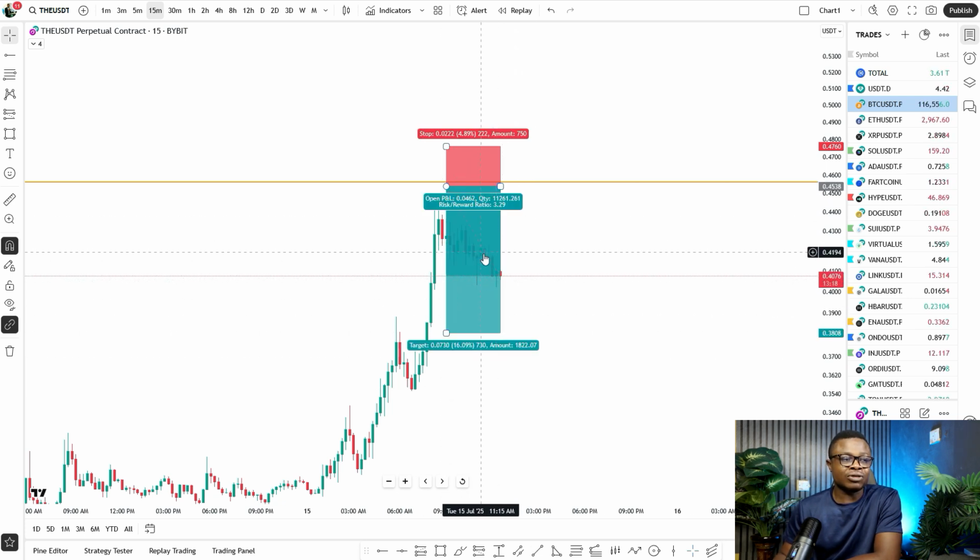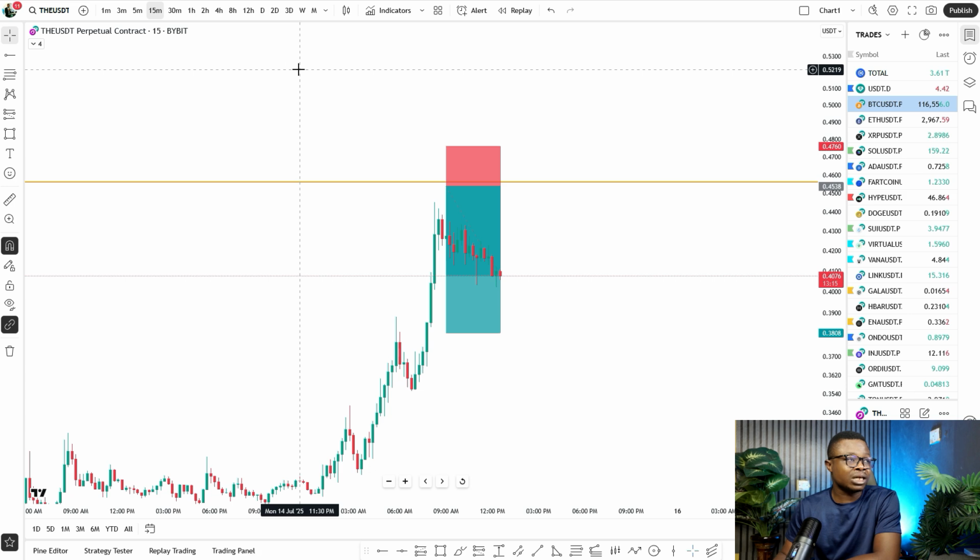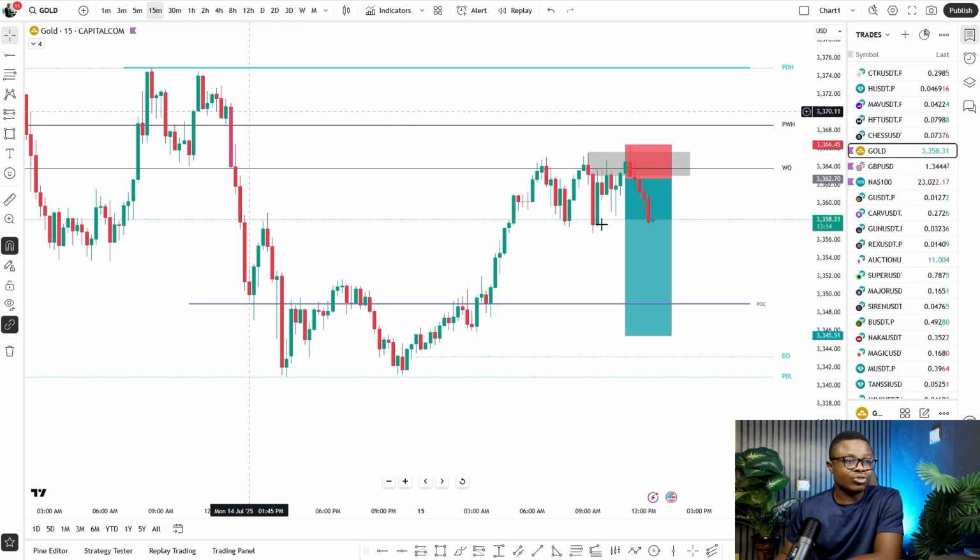The only one I'm holding right now that has not hit stop loss is this particular trade, and the gold trade as well. So those are the two trades I'm currently holding. You want to make sure that you secure profit either by moving your stop loss above entry or closing half of that trade and then moving stop loss. Those are the basic things I want to share with you.